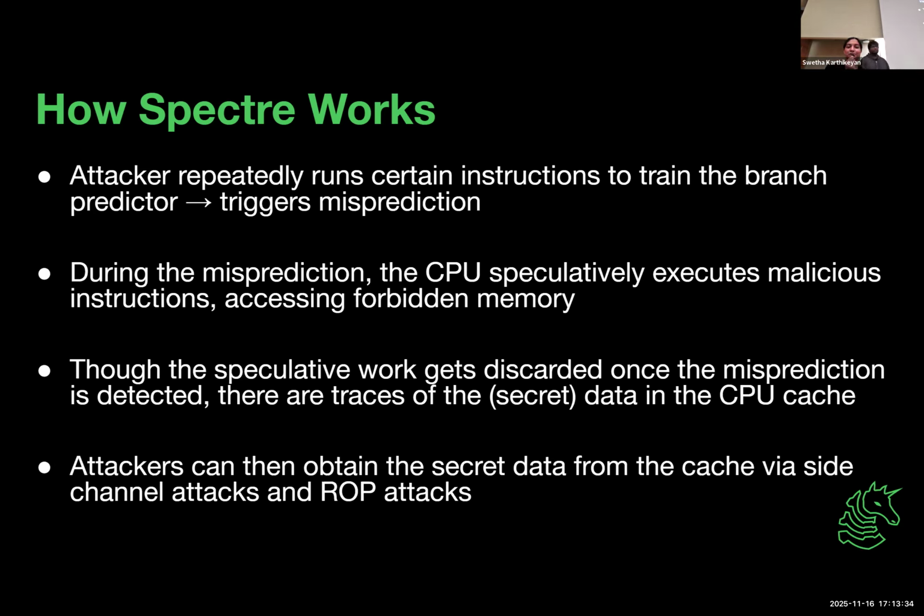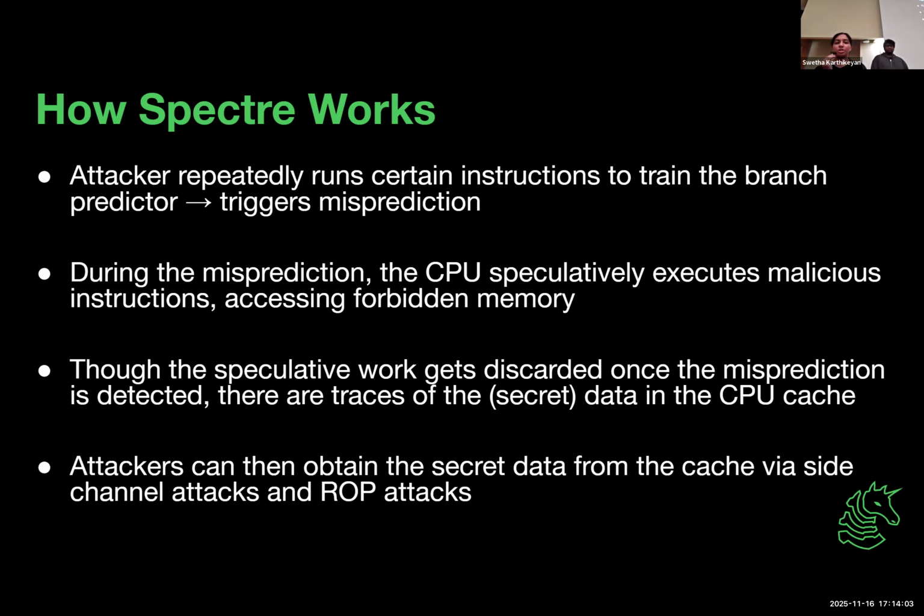During a misprediction, the CPU speculatively executes malicious instructions, like I said, and this is usually used to access forbidden memory, or memory that generally should not be accessed. Though the speculative work gets discarded once the actual check happens, there are traces of the sensitive or secret data in the CPU cache. And attackers can then use side channel attacks to actually access that information that's in the cache.